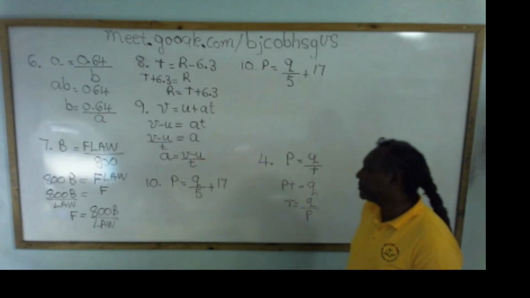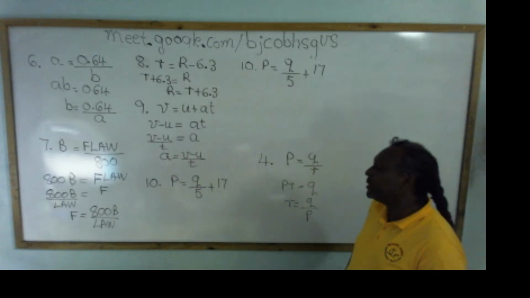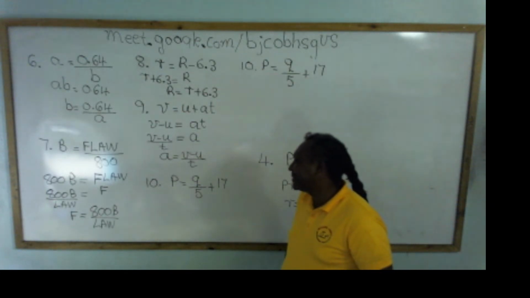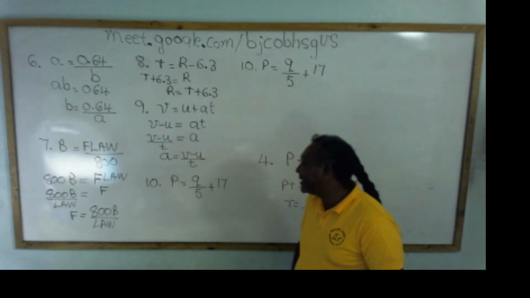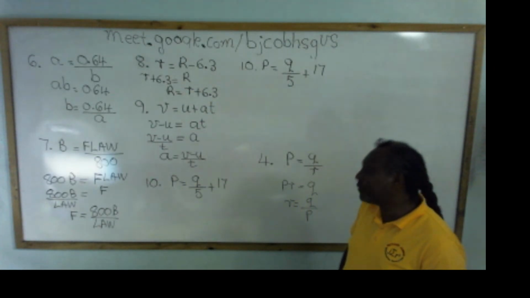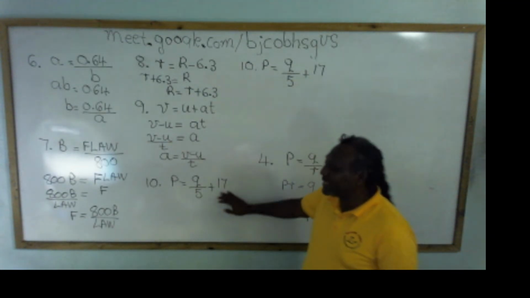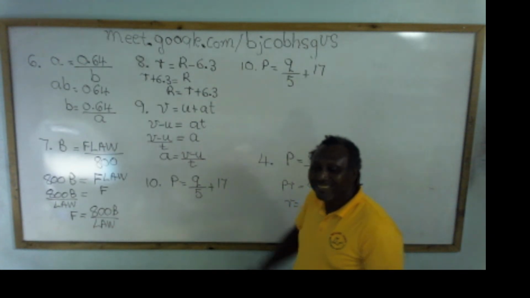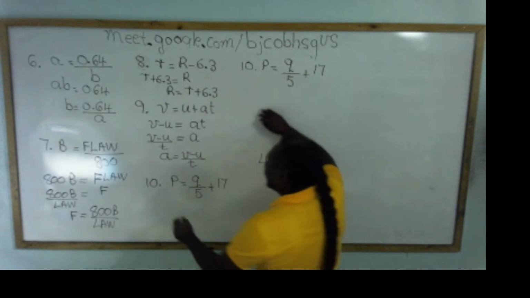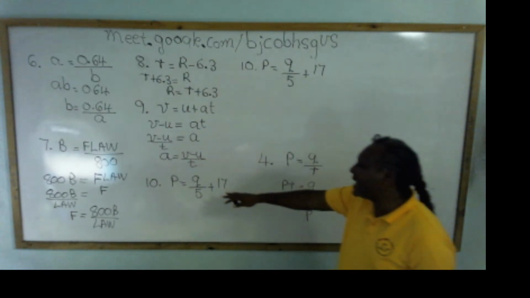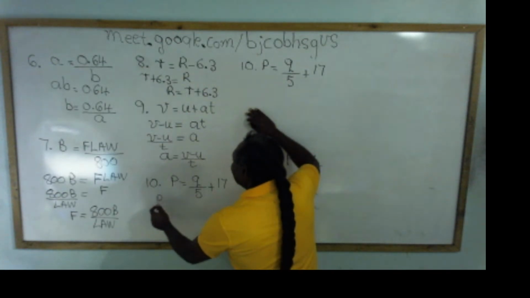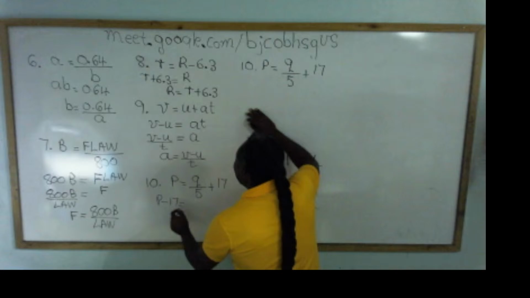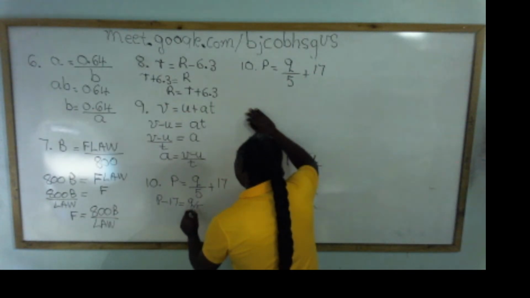Number 10. Making Q the subject of the formula. I know that some students would want to eliminate the furthest one from the Q first. And the furthest one from the Q is the 17. That's fine. Since the 17 is added, we will eliminate by subtraction. So we have P minus 17 is equal to Q over 5.